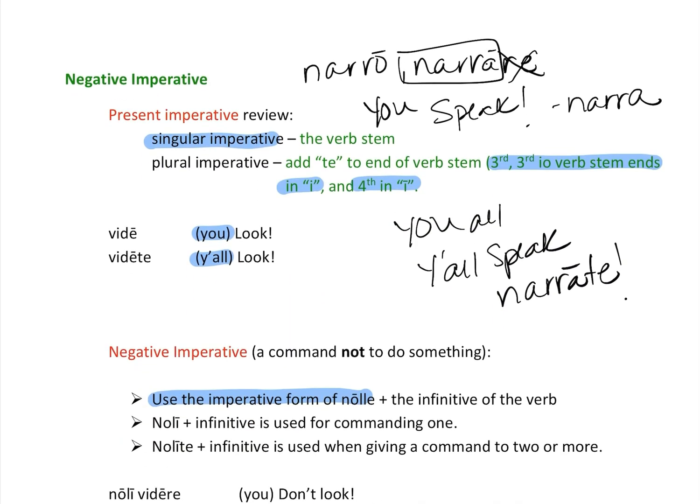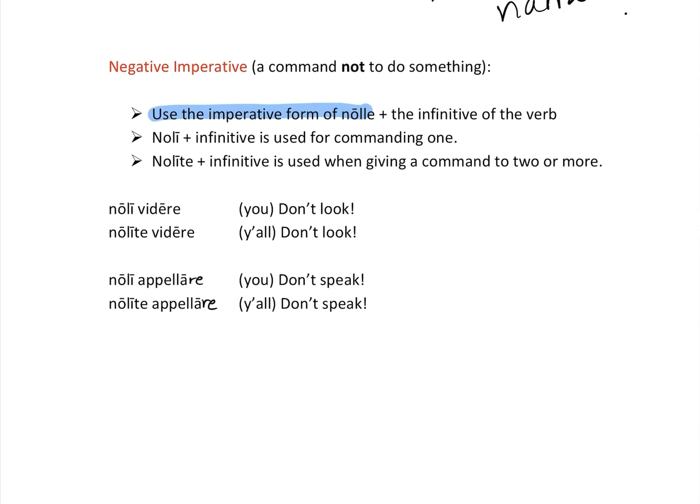So singular negative imperative is the form of noli plus the infinitive. So do you see here the infinitive? You don't have to worry about the stem or anything like that. Singular form is noli videre, means you don't look, right? Don't even think about looking. So noli plus the infinitive is used for commanding one, and nolite plus the infinitive is used when giving a command to two or more. So nolite videre, same thing.